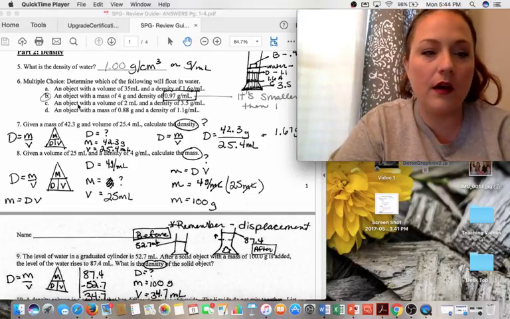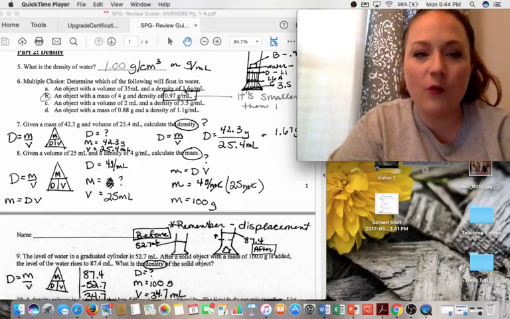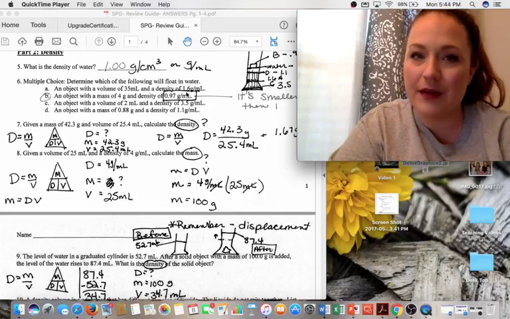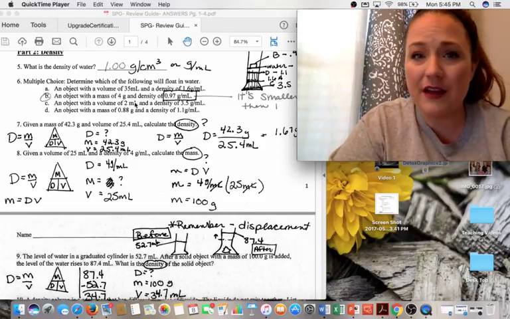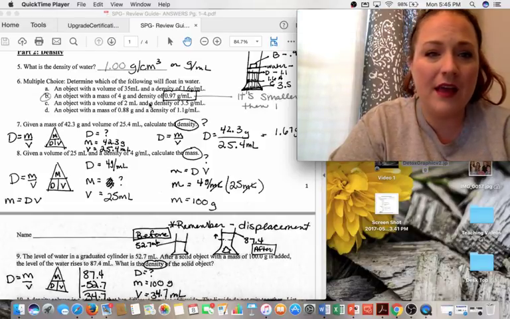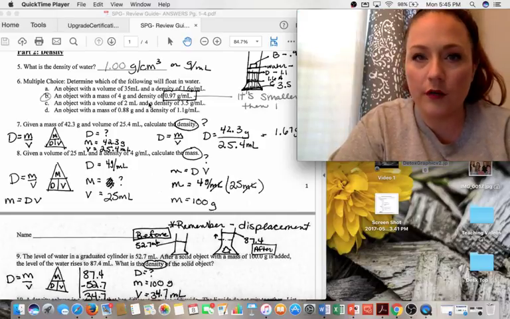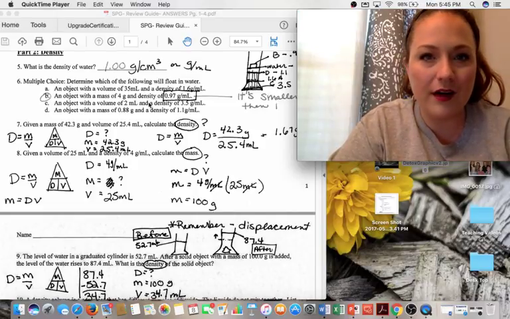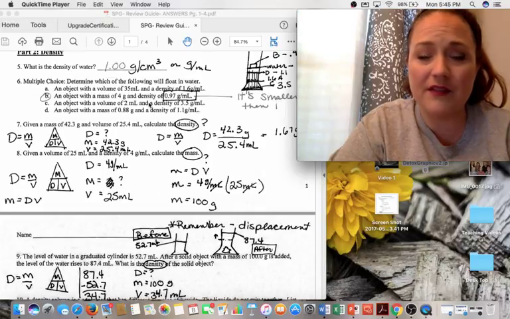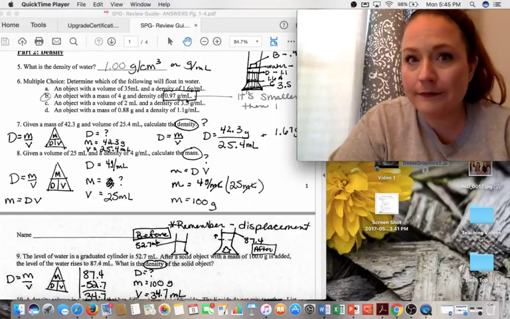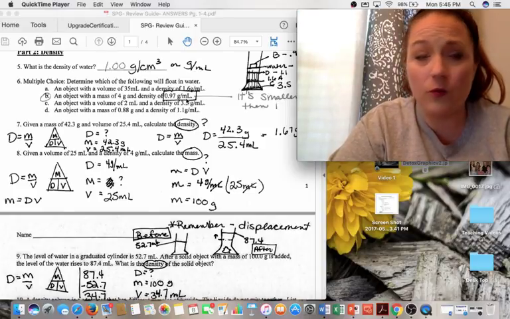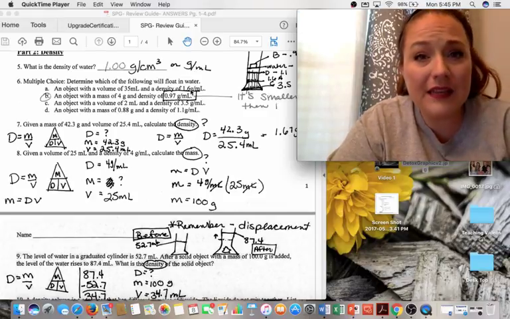So object A has 1.6 grams divided by milliliters. Then object B has 0.97 grams divided by milliliters. And remember, this is all supposed to be in water. So remember that water has 1.0 grams divided by milliliters. So technically, 0.97 will be on top of 1, and 1.6 will be beneath it.